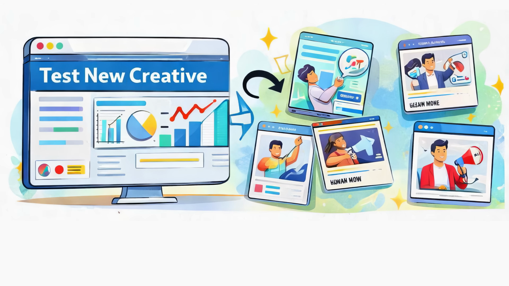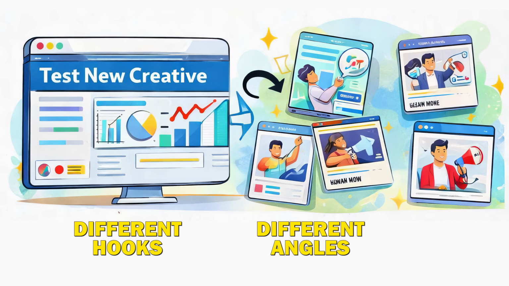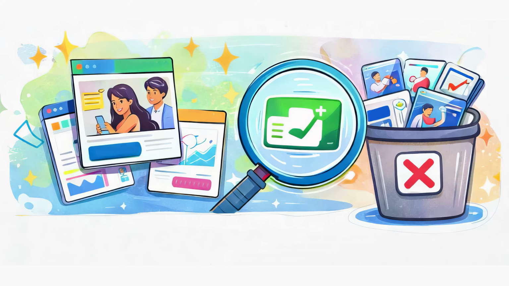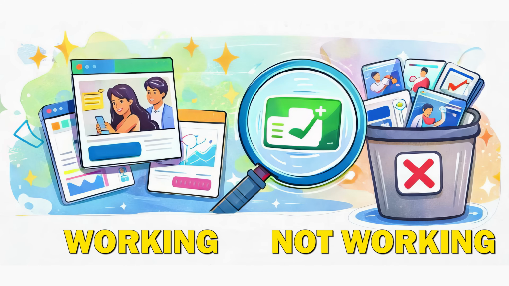First, you need speed at scale. Ads fatigue faster and faster on every single platform like Meta, TikTok. If you're testing new creative every week, you need a way to generate dozens of variations quickly. Different hooks, different angles, different CTAs. That way you could find what's working and kill off what's not.